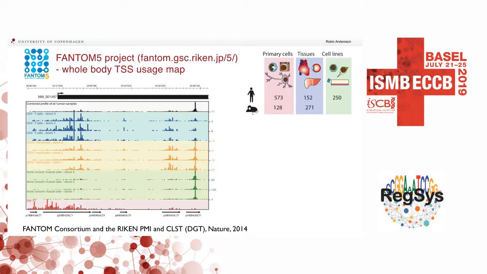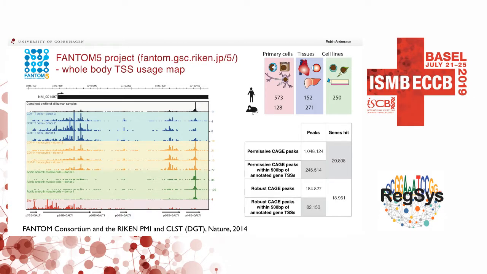And if you look across different cell types, you can see that the preferred transcription start site differs across cell types. This, for instance, is showing aortic smooth muscle cells. Here you have T cells, etc. And the third finding that I wanted to highlight is the sheer amount of transcription start sites that were identified.